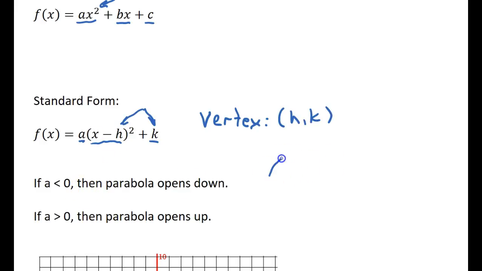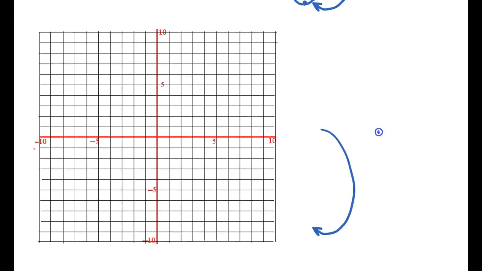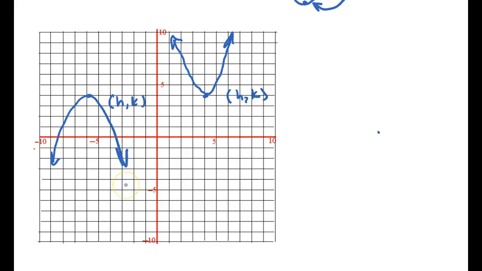Now if a is less than 0, if a is negative, then the parabola is going to open down like that. But if a is positive, if a is greater than 0, then the parabola will open up like that. Now, here the highest point is going to be h, k, and here the lowest point is going to be h comma k. So let's say that I just had some random h comma k. Okay, so there's h comma k. Then my parabola would open up if a was positive, and if I had another h comma k right here, if a was negative, it opened down like that.